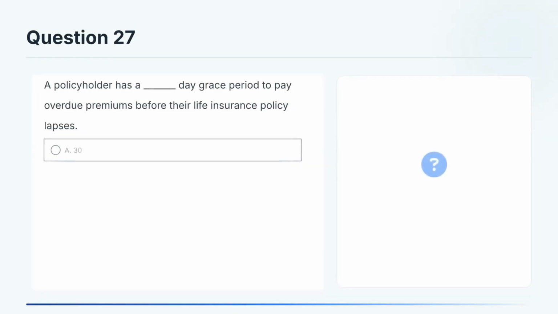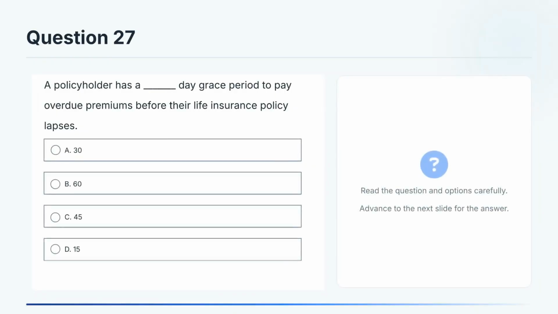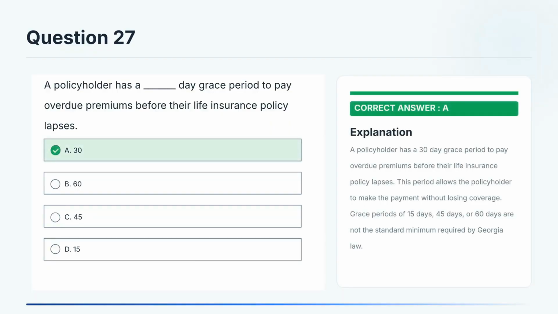Question 27. A policyholder has a blank day grace period to pay overdue premiums before their life insurance policy lapses. A. 30. B. 60. C. 45. D. 15. The correct answer is A. 30 days. A policyholder has a 30-day grace period to pay overdue premiums before their life insurance policy lapses. This period allows the policyholder to make the payment without losing coverage. Grace periods of 15 days, 45 days, or 60 days are not the standard minimum required by Georgia law.